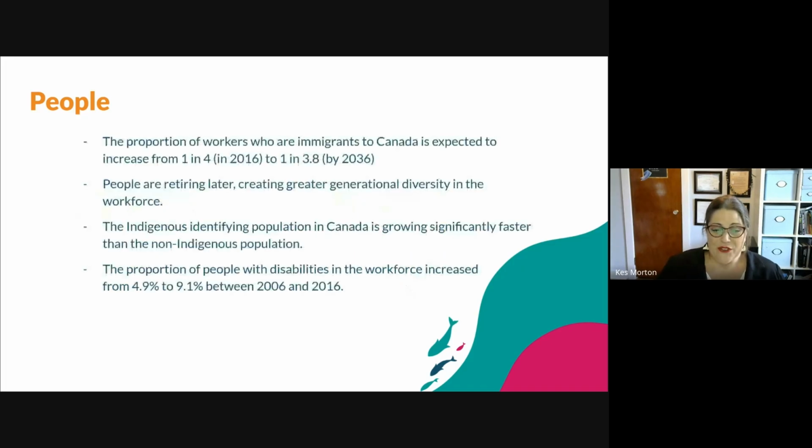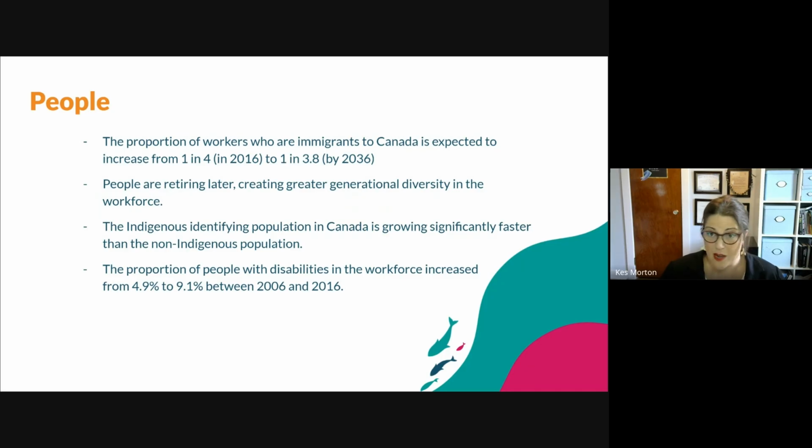The proportion of workers who are immigrants in Canada is expected to increase from 1 in 4 to 1 in 3.8. And a lot of these numbers are from CCDI. So just shout out there if you want a really great PDF on the business case for equity, diversity, inclusion, and accessibility, please go to their website. It's fantastic. People are retiring later, creating greater generational diversity in the workforce. The Indigenous identifying population in Canada is growing significantly faster than the non-Indigenous population.